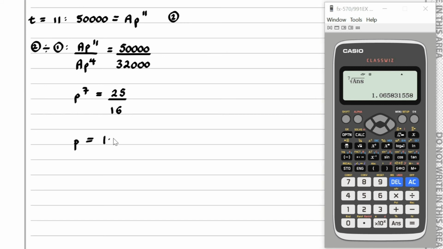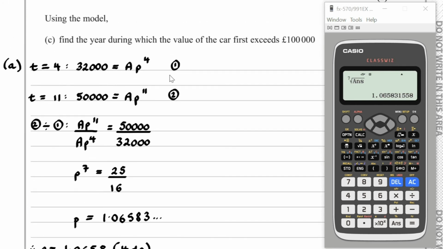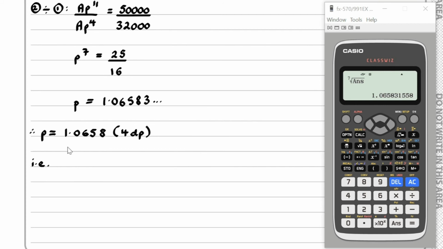I end up with 1.0658, etc. And so therefore, the value of p is equal to 1.0658, and that's given to 4 decimal places. And so to find the value of a, we've got the equations here we could use to find out the value of a.